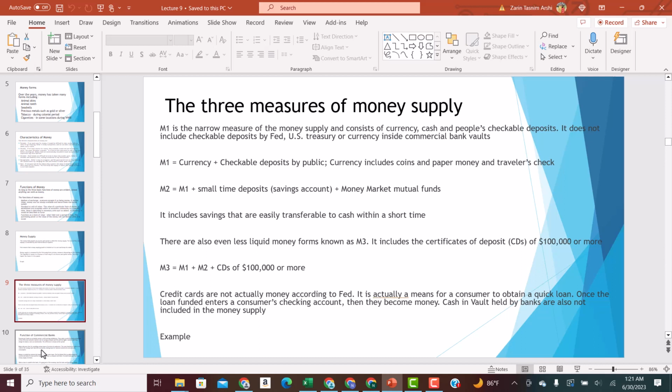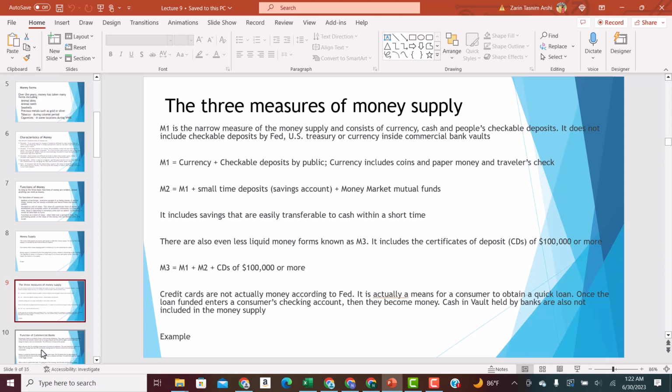A couple of things that are not included in the money supply that we need to be careful about: first of all, credit cards. If we have a credit card balance of $4,000 or $5,000, this is a loan and this is not money to us, so that is not included in the money supply. Also, if a customer gets a personal loan, and the loan funds get funded into their personal checking account, then that amount is part of the money supply because it's sitting in the checking account and you can easily spend this money to buy goods and services.